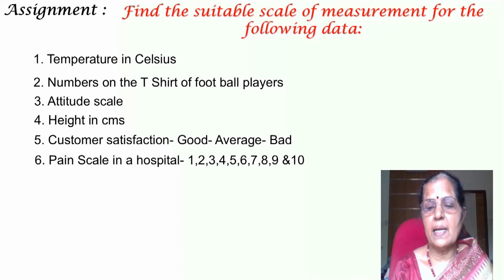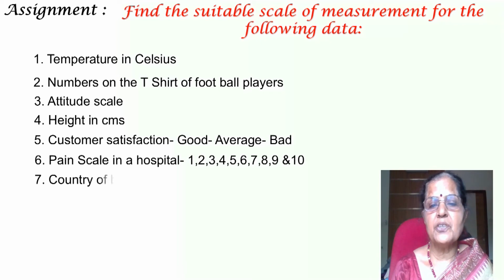Sixth one, pain scale in a hospital. They measure pain on a scale which is numbered from 1 to 10. And what scale is that in? This is again ordinal because order is there. 1, 2, 3: 2 is greater than 1, 3 is greater than 2, and 4 is greater than 3. But we cannot say the difference in pain between the third and fourth measurement is equal to the difference between the fifth and sixth. So no equal interval. So this is ordinal scale.